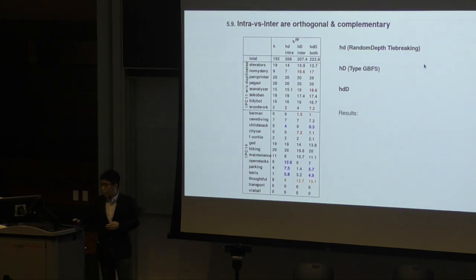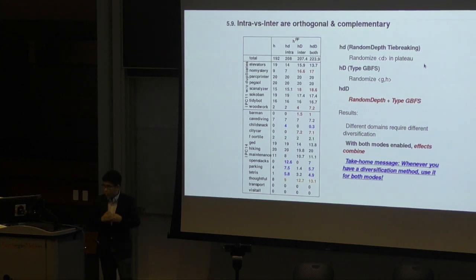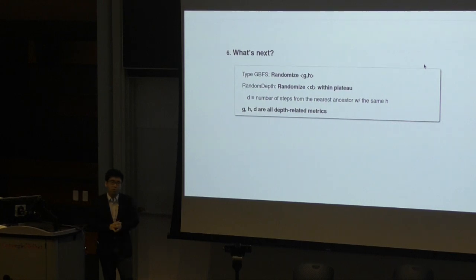So here's the result. So these three. I also have another variant called the combination of random depths and the type GVFS. And the results show that different domains actually require different diversification modes. And furthermore, with both modes combined, the effects also combine, which indicates, as a take-home message, that whenever you have a certain diversification method, always consider combining them, because it always pays off. It's orthogonal. So this is the first half of my presentation.